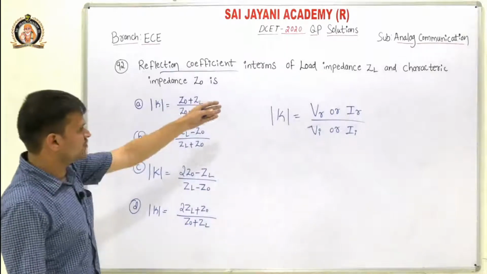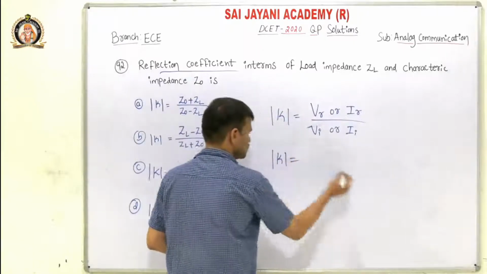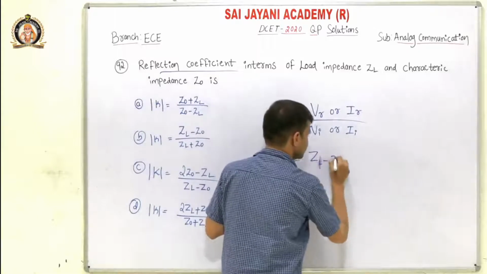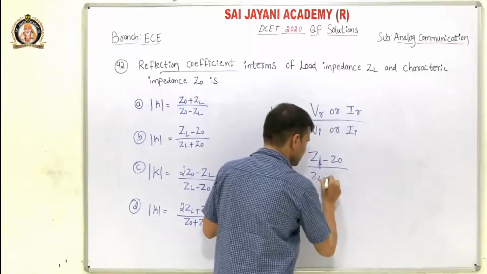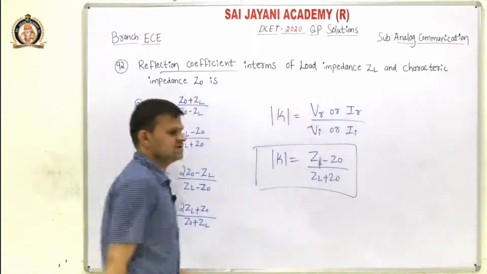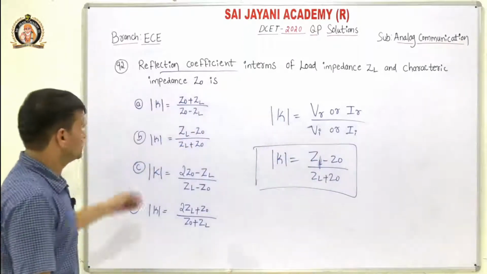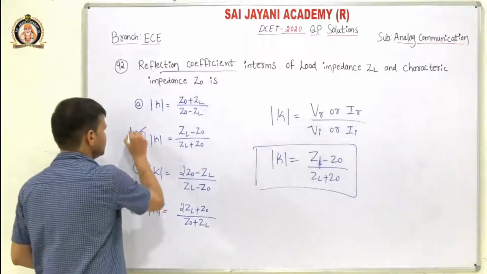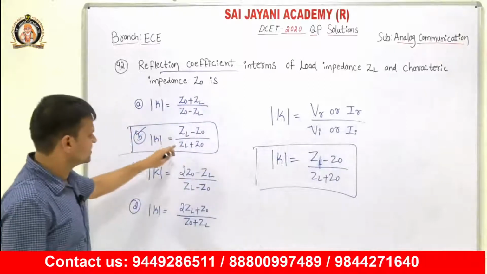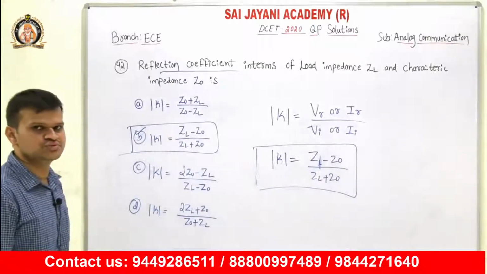In terms of load impedance and characteristic impedance, the reflection coefficient is written as ZL minus Z0 divided by ZL plus Z0. This is the reflection coefficient in terms of characteristic impedance and load impedance. When you consider the options, option B, mod K is equal to ZL minus Z0 divided by ZL plus Z0. So for question number 92, option B is the right option.